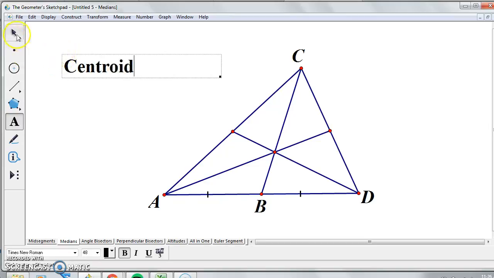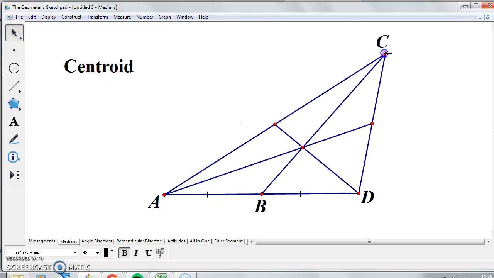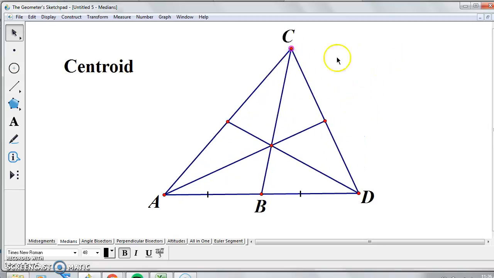The interesting thing about a centroid is it's the center of gravity. So if I were going to balance this triangle, or any triangle, I would need to find the centroid. And if I spun it around that point, it would be perfectly balanced. So the centroid is the center of gravity. The other thing that's interesting about the centroid is it divides the median, every median, into a 2-to-1 ratio.